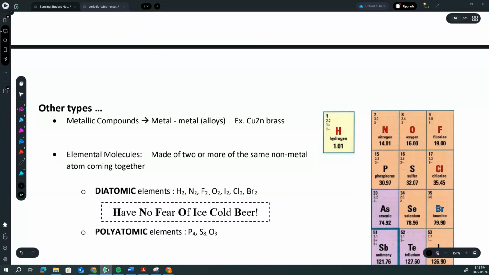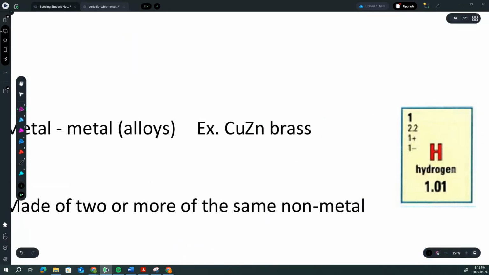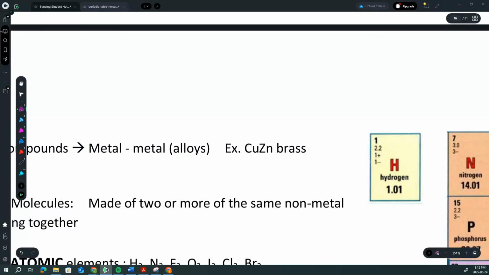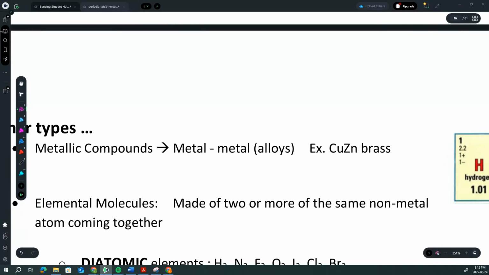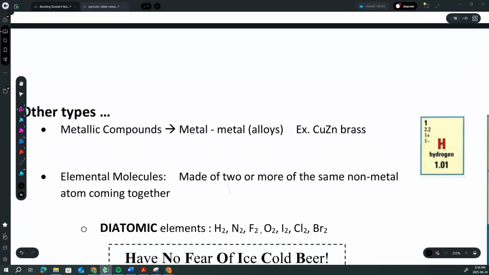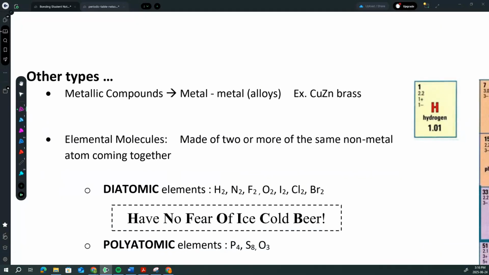Some other types of compounds would be metallic compounds. So that's when you have a compound that's only made out of metals. Okay, so for example, if we had copper and zinc bonded together, that would be an alloy, because there's two different metals there, or in other words, it would be a metallic compound. Other molecules that you need to be aware of are elemental molecules.